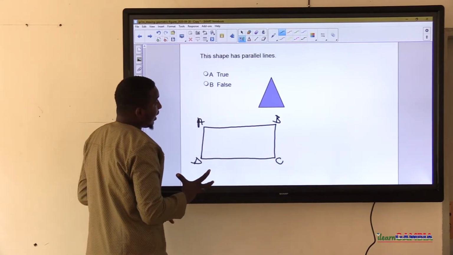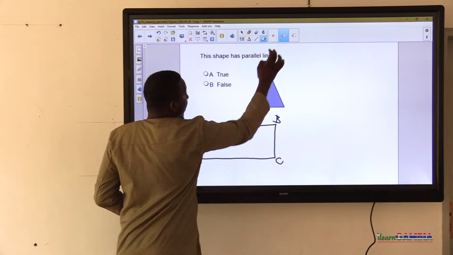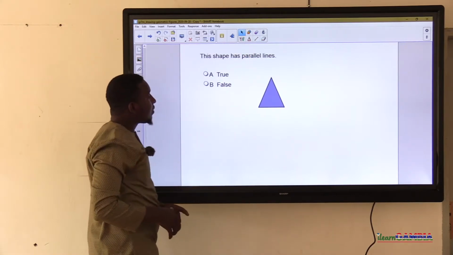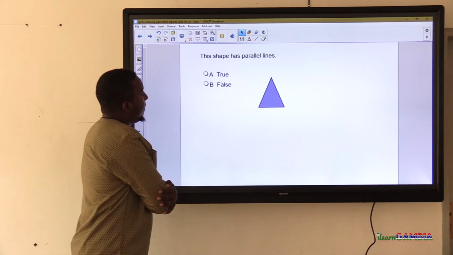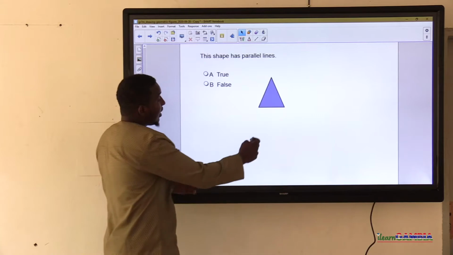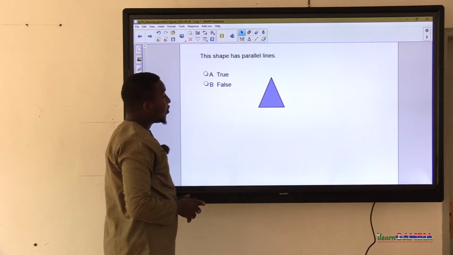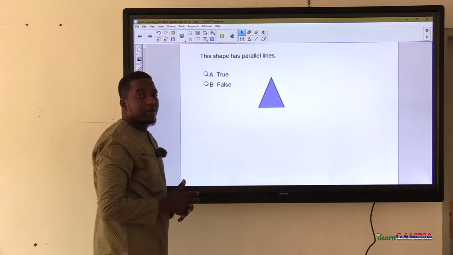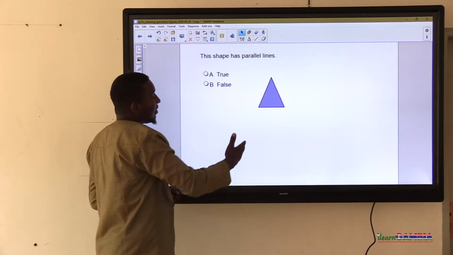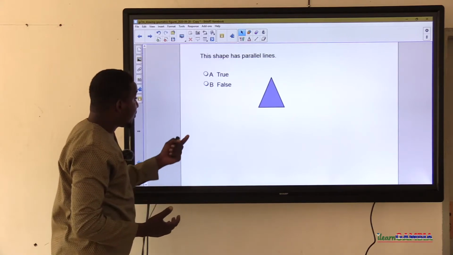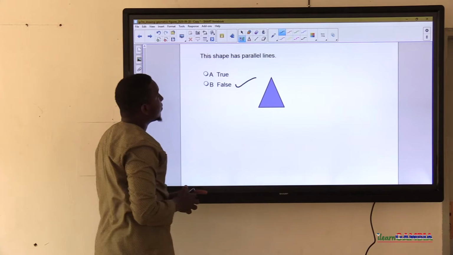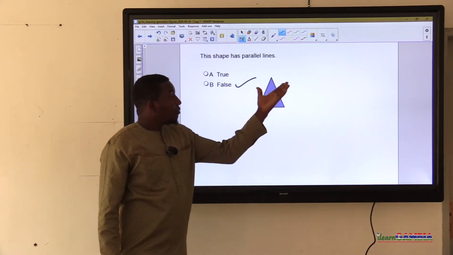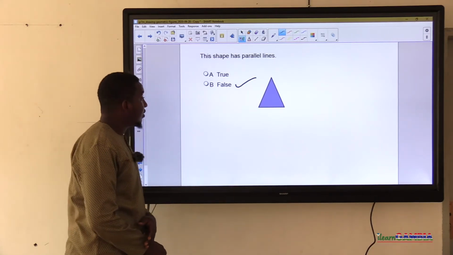Now, if we are going to look for lines that are parallel in the diagram we are given, that is a key thing to look for. First of all, let's see how many sides the shape has. When you closely look at the shape, we can conclude that it has three sides. Is there any way we see two of these three sides being parallel? Well, the lines here are not parallel. So our answer to this question is false. This shape has no parallel lines.